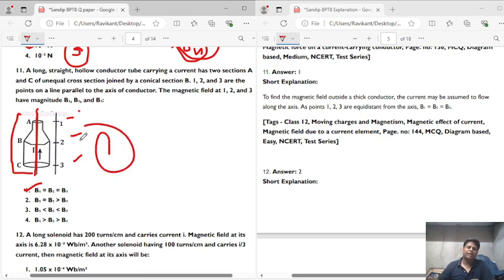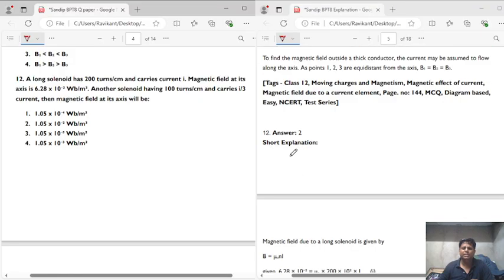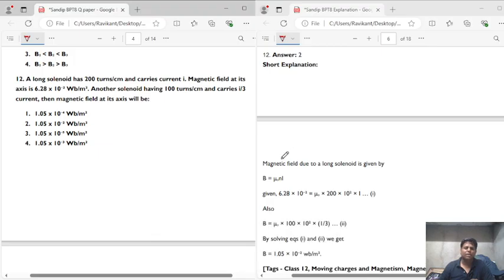Now let's get into question number 12. Question number 12 says that a long solenoid of 200 turns per centimeter carries current I, and the magnetic field at its axis is 6.28 into 10 to the power of minus 2 Weber per meter square. Another solenoid having 100 turns per centimeter carries current I by 3. Then the magnetic field at the axis will be? So there are two solenoids.